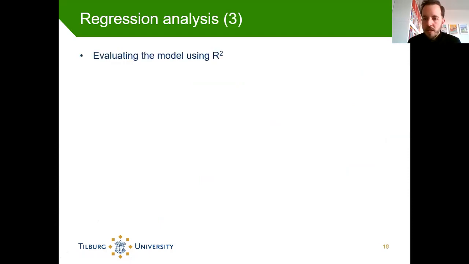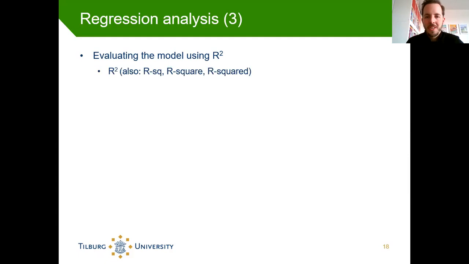Imagine you have collected data on all those different variables and you have run a multiple regression analysis. Of course, you want to know how good your model is. How well is this line in your graph fitting your data points? This is important information. It can be a very good model, but it can also be a very poor model. You can evaluate this using a measure called R-square, and this is something that SPSS will just give you.